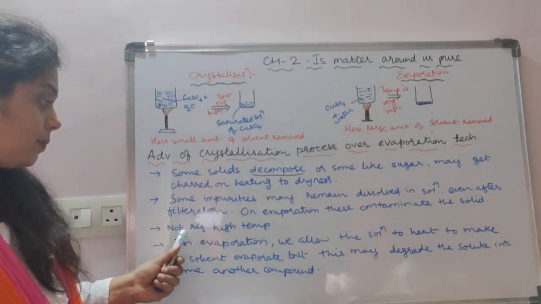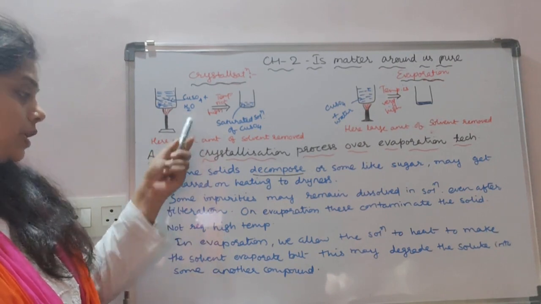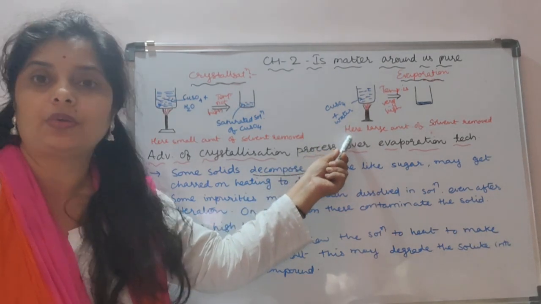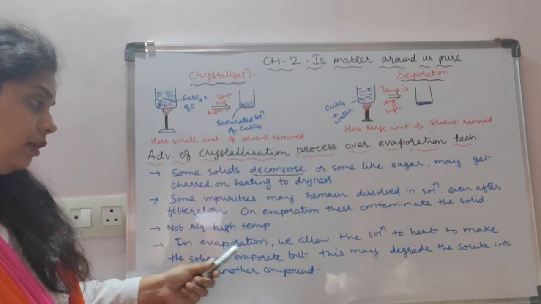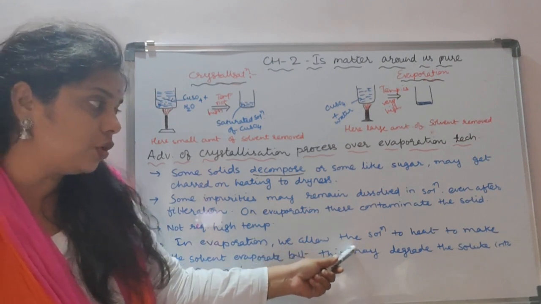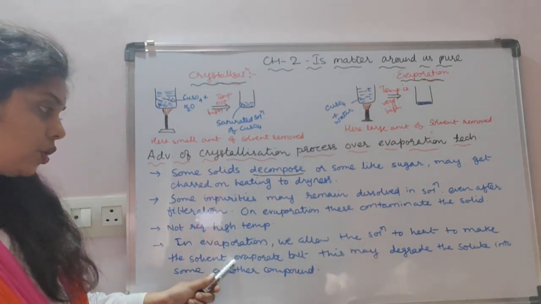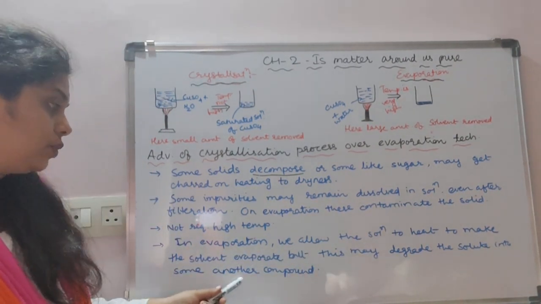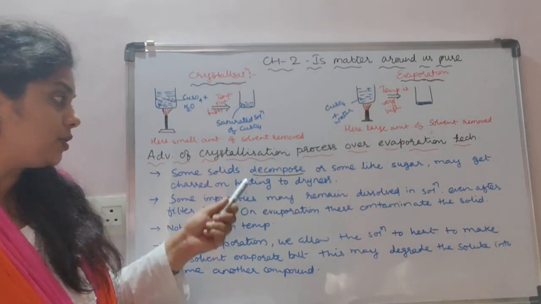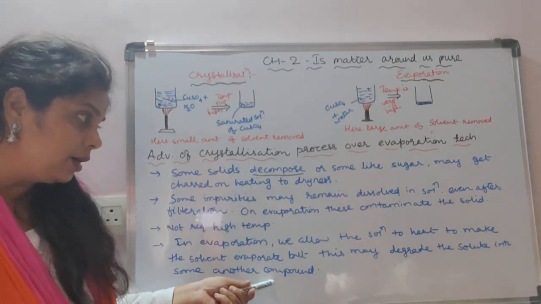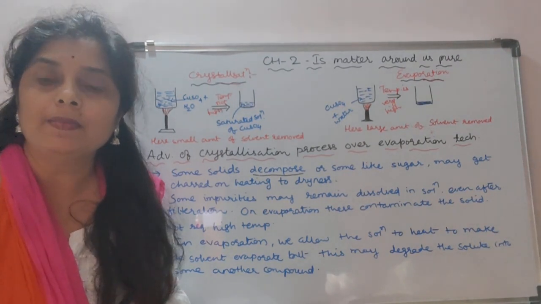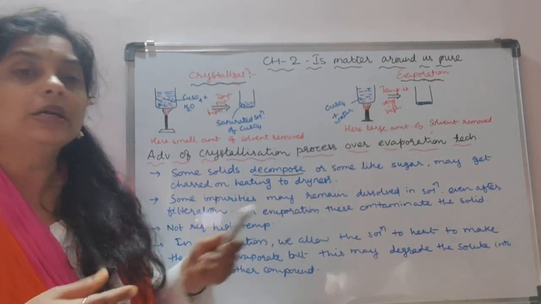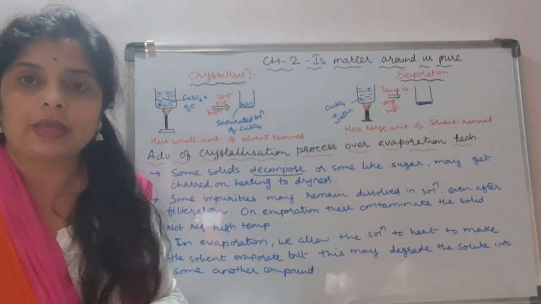Okay. Now next, in the case of crystallization, high temperature is not required, and on the opposite side, evaporation requires high temperature. In evaporation, we allow the solution to heat to make the solvent evaporate, but this may degrade the solute into some other compound. I just told you that it may decompose. It may be turned into another compound by heating, if we give high temperature for a long duration. Are you getting it?